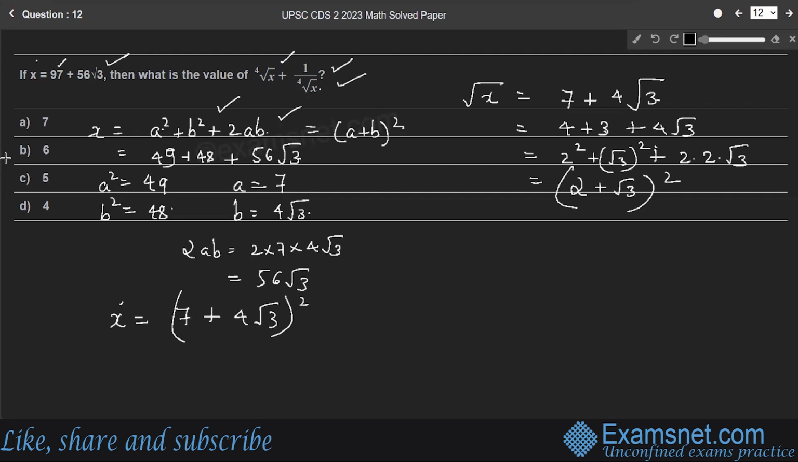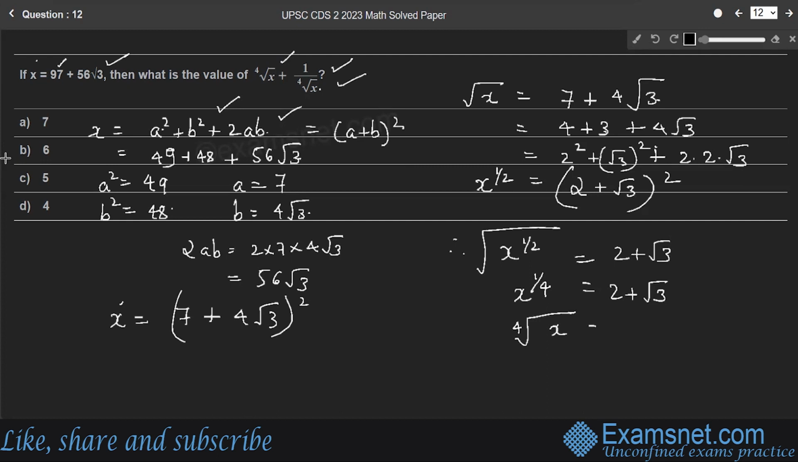Which is root x or x to the power of 1 by 2. Both are same. X to the power of 1 by 2 is 2 plus root 3 the whole square. Therefore, square root of x to the power of 1 by 2 is 2 plus root 3. Right? Square root of x to the power of 1 by 2 is x to the power of 1 by 4. Right? Is 2 plus root 3. Right? X to the power of 1 by 4 is nothing but 4th root of x is 2 plus root 3.